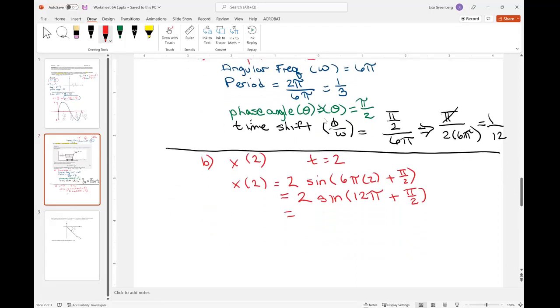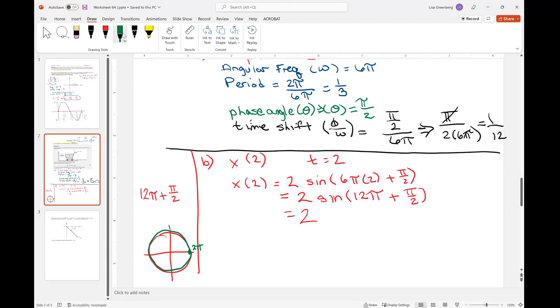Well, if you remember coterminal angles, if I have 12 pi plus pi over 2, remember that on my unit circle, if I start here and I go around the circle one time, I have 2 pi. So every 2 pi, I'm going around the circle a full cycle. So 12 pi really is 6 times around the circle, but I'll end up back at 0.